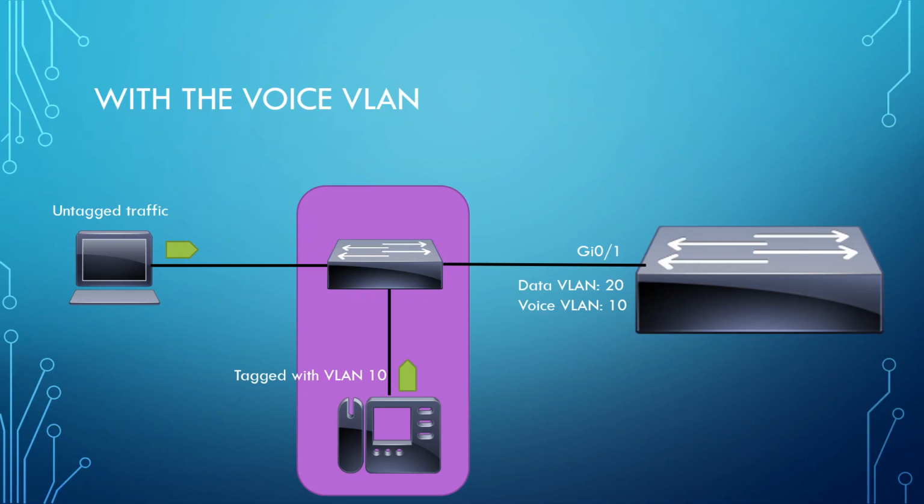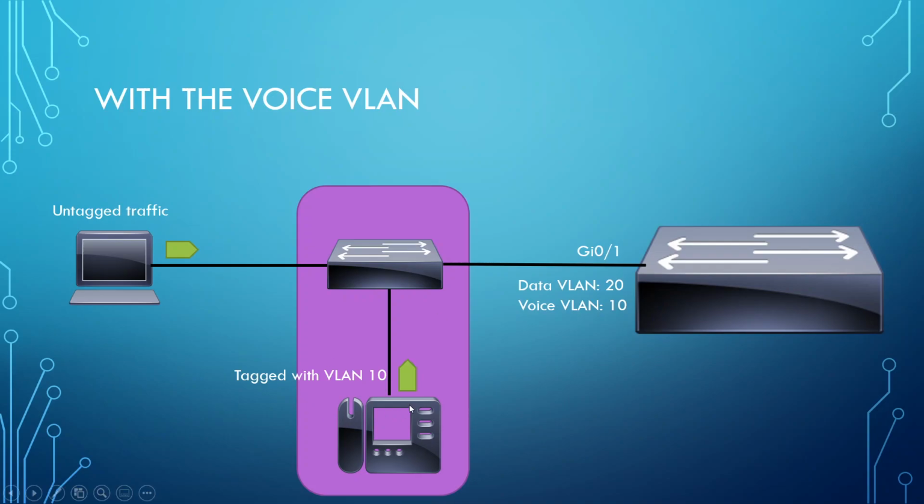Okay, so any traffic the IP phone sends is going to be tagged and is going to be assumed to be part of VLAN 10. Any traffic that the computer sends will be untagged and will be assumed to be part of the data VLAN. So switch port access VLAN, that's the VLAN that the data sent from the computer will be assumed to be a part of.